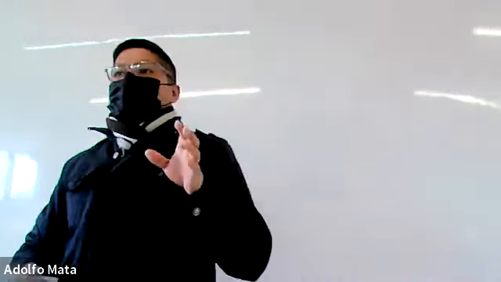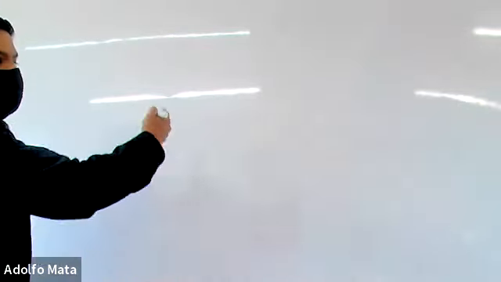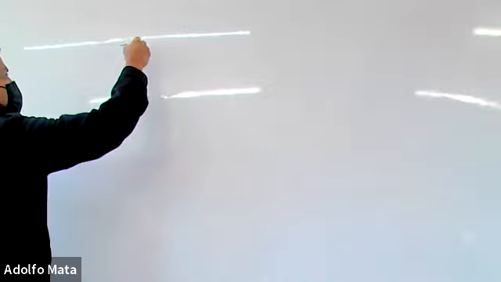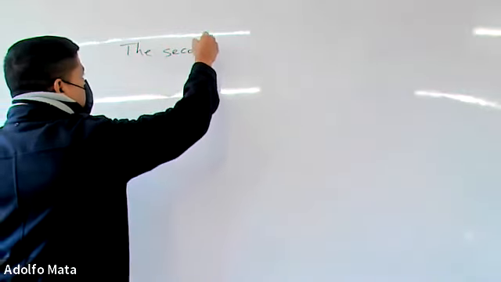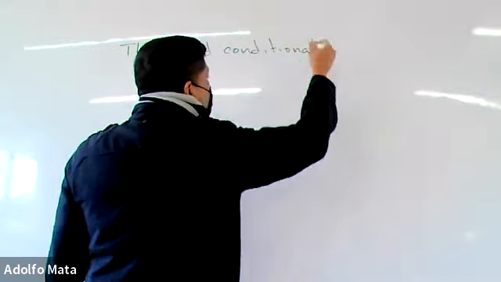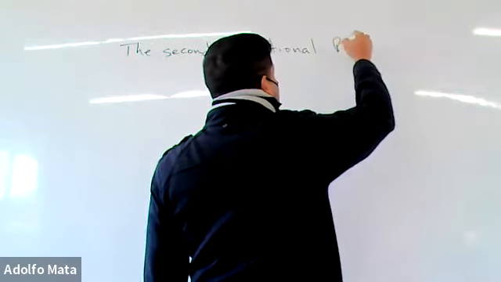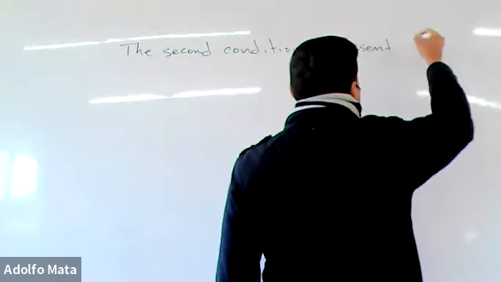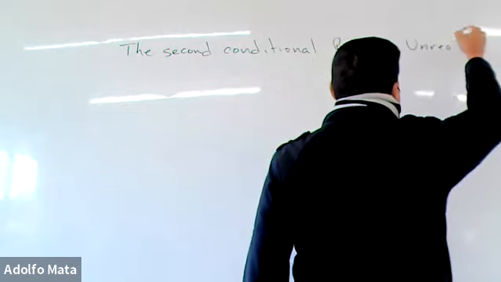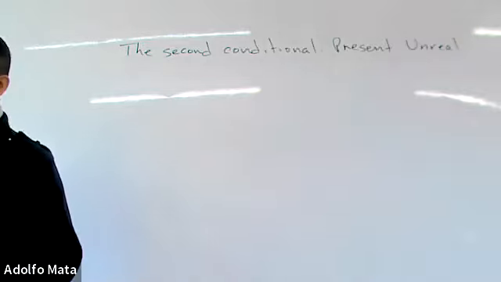Okay, so this is a review of the second conditional and the third conditional because we're beginning a new unit. Let's begin with the second conditional. The second conditional is also called present unreal, because it's a present that doesn't exist. It's something that you imagine if something were different. That's what it's called: present unreal.